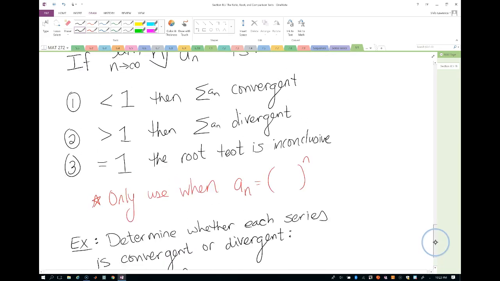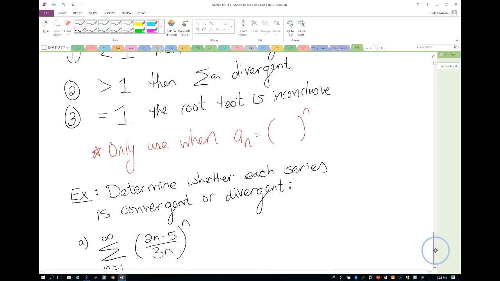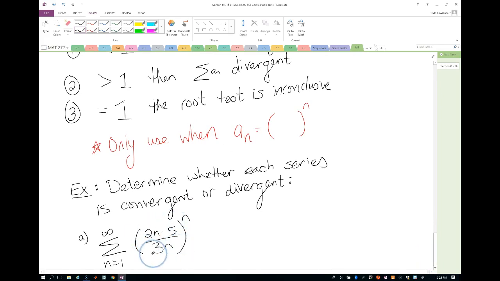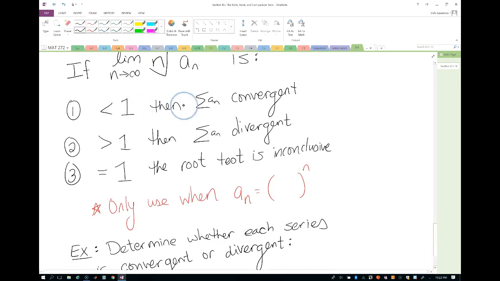So that's where the limit comes in. The limit helps us to simplify down all those variables in the base. But it's the same rules. If your base is less than 1, it's going to be convergent. If it's greater than 1, it's divergent. With geometric series, if it was equal to 1, it was also divergent. But because these series are slightly different and we have variables in the base, the equals one is inconclusive and we've got to try something different.